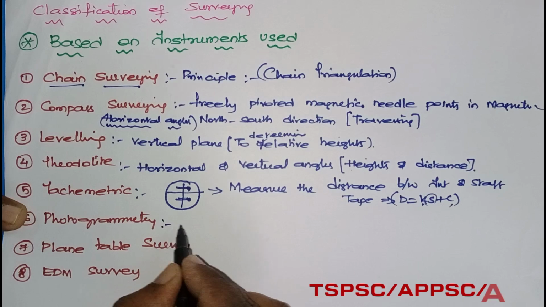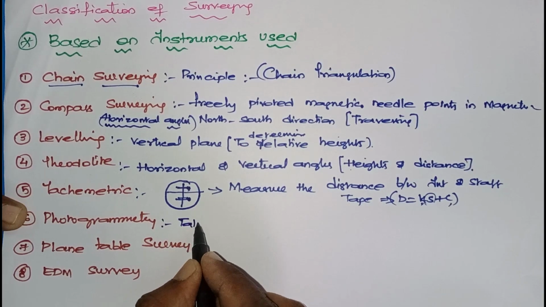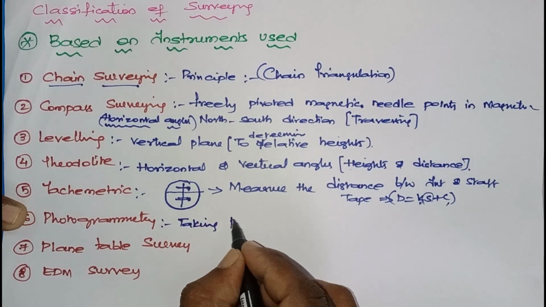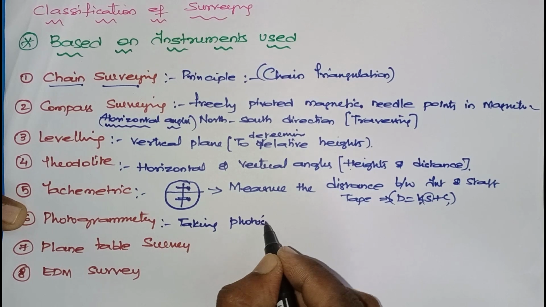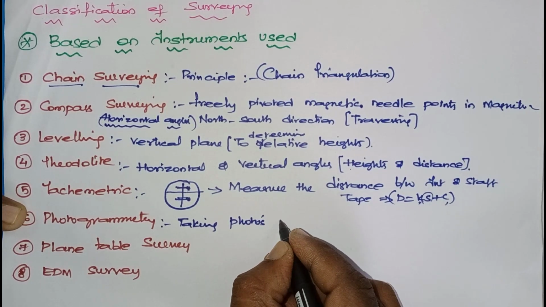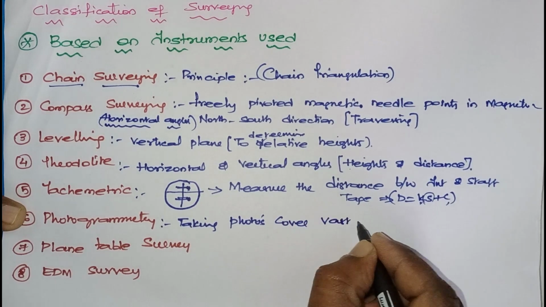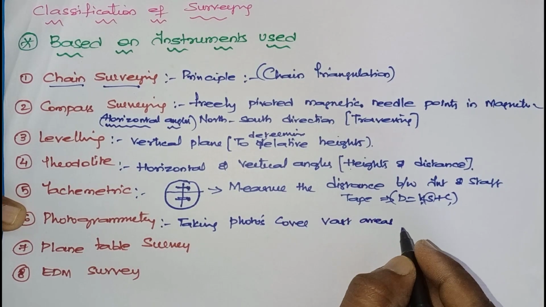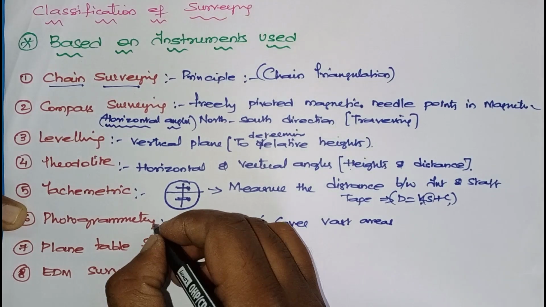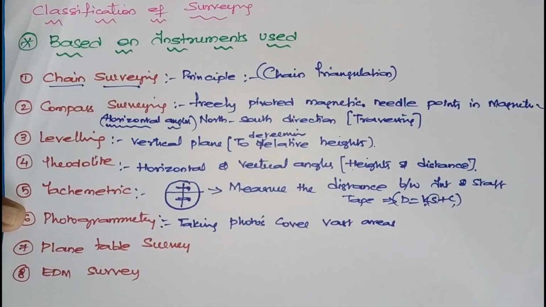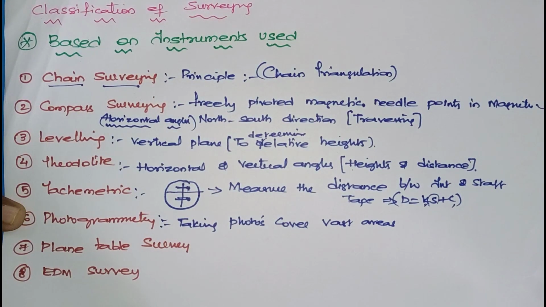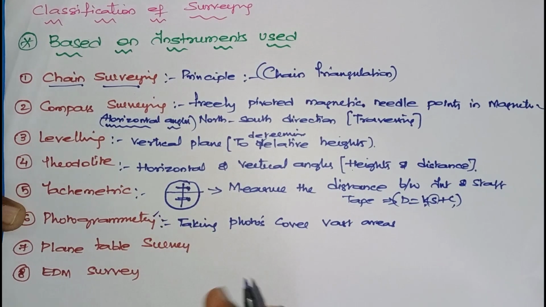Now by taking photographs you can cover a vast area. Taking photos through airways you can cover a very vast area. Vast area means large areas. You perform this survey where that particular surface is very difficult to reach. In those situations only.